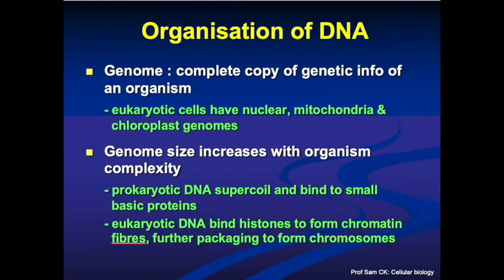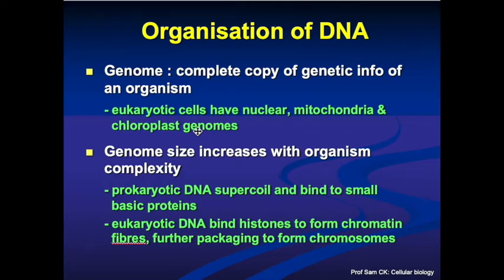First, let's take a look at the definition of genome. When we talk about DNA in a cell, we need to understand the definition of genome. A genome is a complete copy of genetic information of an organism. For eukaryotic cells, we have the nuclear genome, the mitochondrial genome, and also chloroplast genomes. Of course, in mammalian cells, you cannot find chloroplast genomes, so you don't say that all eukaryotic cells have this type of genome. Only cells such as plant cells will have chloroplast genomes. And the genome size increases with organism complexity.